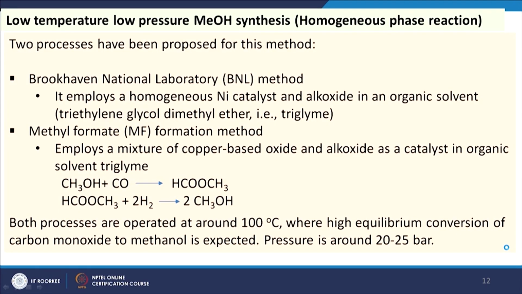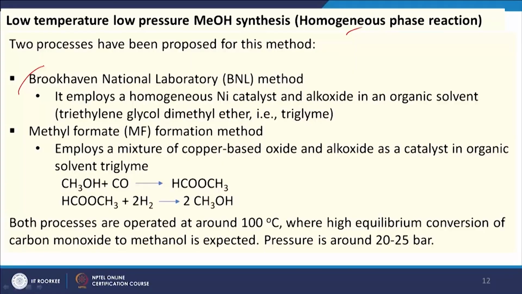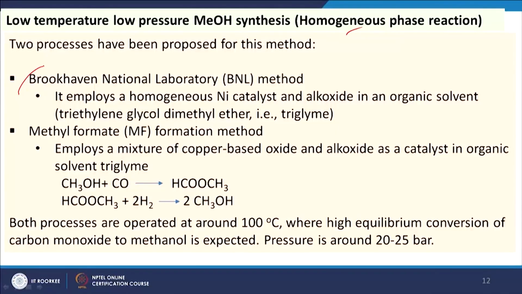Conventionally methanol is produced in a gas solid phase reactor and heterogeneous catalysts are used, and we have already seen that 25% conversion is possible, and the catalyst requires high purity of the syngas. If a small amount of sulfur is present, then the catalyst life reduces and it harms the whole process. So, to eliminate those limitations, low temperature, low pressure methanol synthesis methods are being developed, and in this case we use homogeneous phase reactions and homogeneous catalysts.